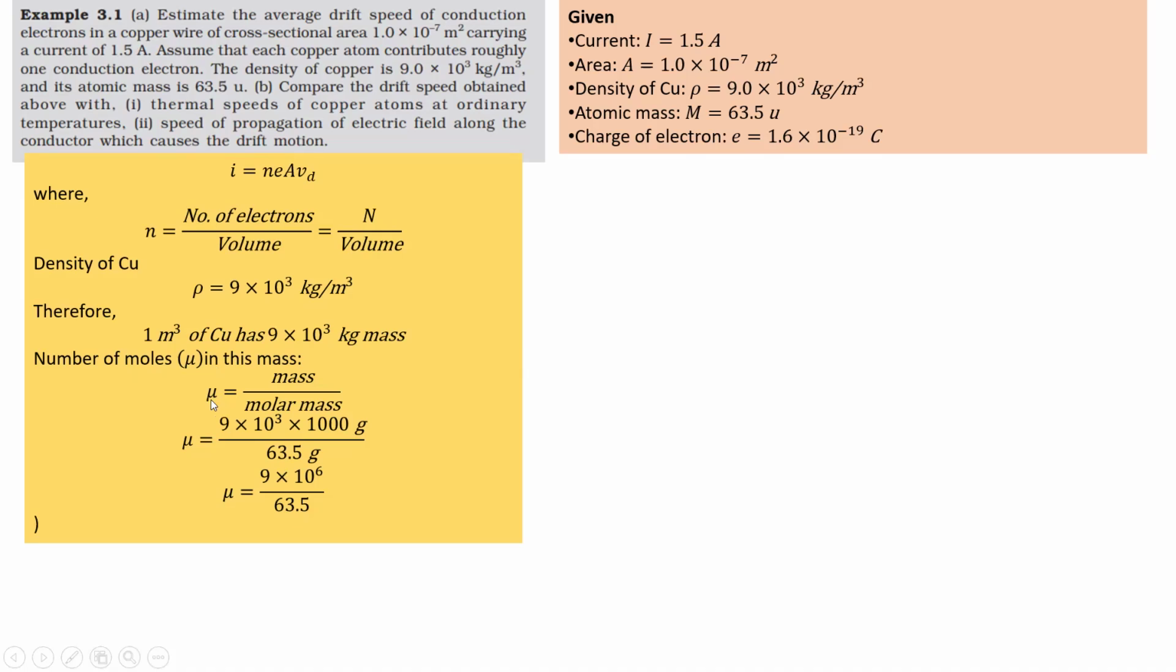Number of moles, that is mu equals mass by molar mass. Mass is given as 9 into 10 to the power 3 kg, convert into grams multiplied by 1000. 9 into 10 to the power 3 into 10 to the power 3 grams divided by molar mass. Molar mass is given as 63.5. So, if you substitute, you are getting 9 into 10 to the power 6 divided by 63.5. This is number of moles.